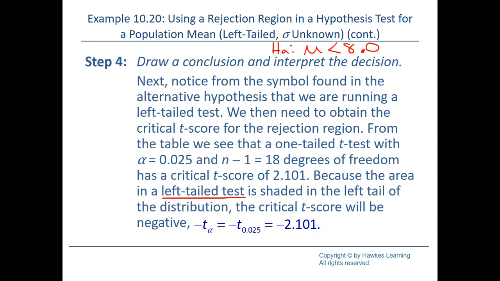So because it is a left-tailed test, we know that the critical t-score has to be negative. You can again look at your calculator to get this, or you can use the table to get it. That's going to be fine. And now basically we have to figure out, do we keep the null hypothesis? So basically fail to reject it, or do we reject it?